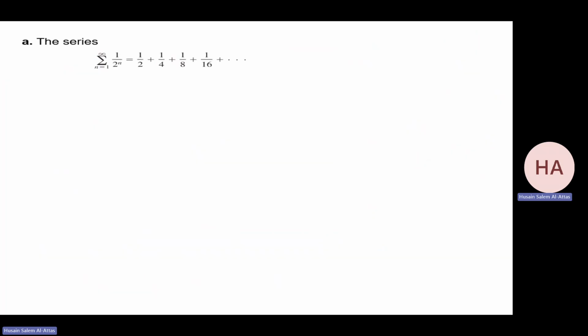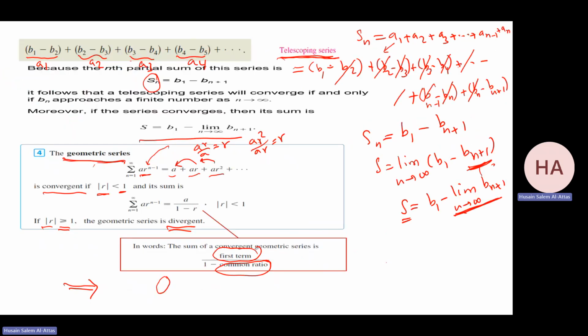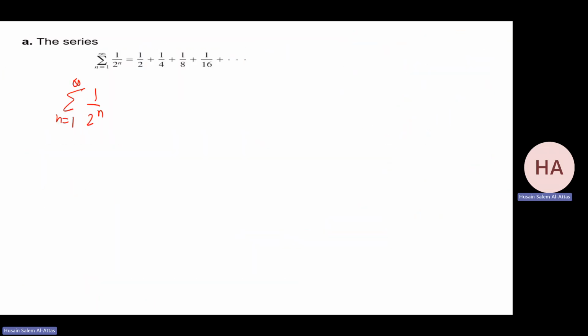First one. This one is the summation from n equals 1 to infinity of 1 over 2 to the power n. I want to write it in the same format. Look at the format: summation from n equals 1 to infinity of a r to the power n minus 1. That is a over 1 minus r if the absolute value of r is less than 1. That's what we have here.